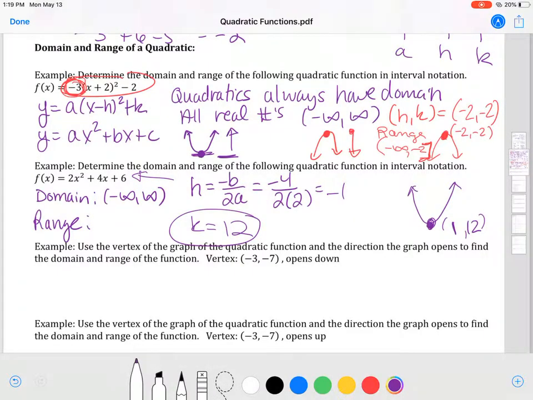So to find my range, I know my minimum value is going to be 4, and it's going to go up forever. And there's a point there. There's an actual point. It's not an open circle. It's not undefined. There's a point there. So I'm going to include 4, and it's going to go up to positive infinity.